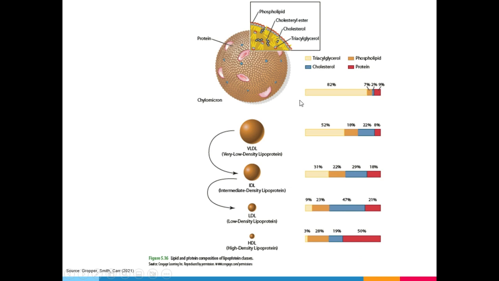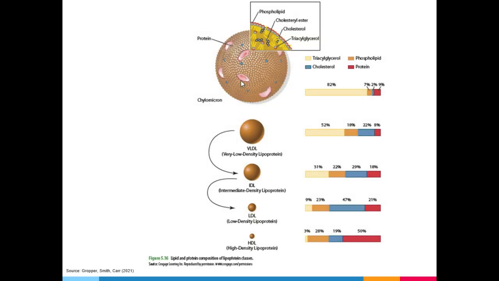I would like you to rank these lipoproteins according to decreasing order of fats, decreasing order of cholesterol, decreasing order of phospholipid, and decreasing order of protein. For example, decreasing order of protein: you reverse it, HDL, LDL, IDL, VLDL, and then chylomicron. So it goes like that. For decreasing order of cholesterol, we have LDL, IDL, VLDL, HDL, and then chylomicron. So it goes like that.